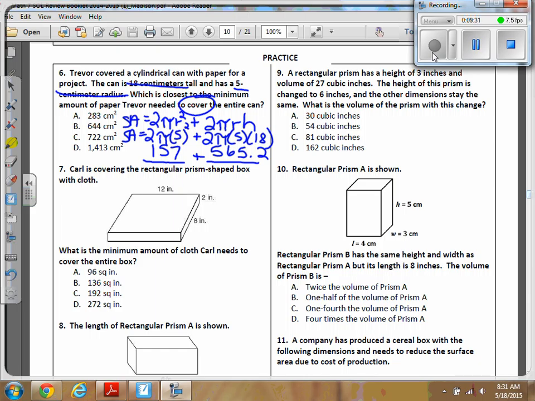So now I have to add that with my 157, and I get 722.2. Okay, well, it says which is closest. So 722 centimeters squared is my answer for that one.